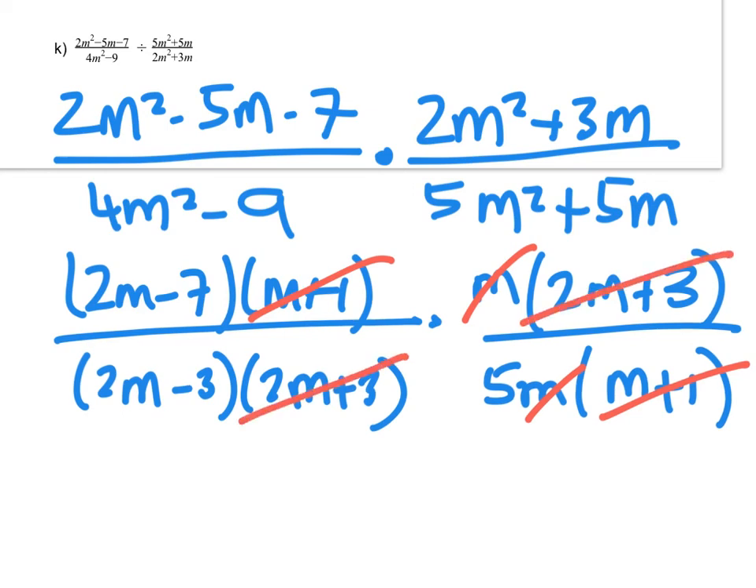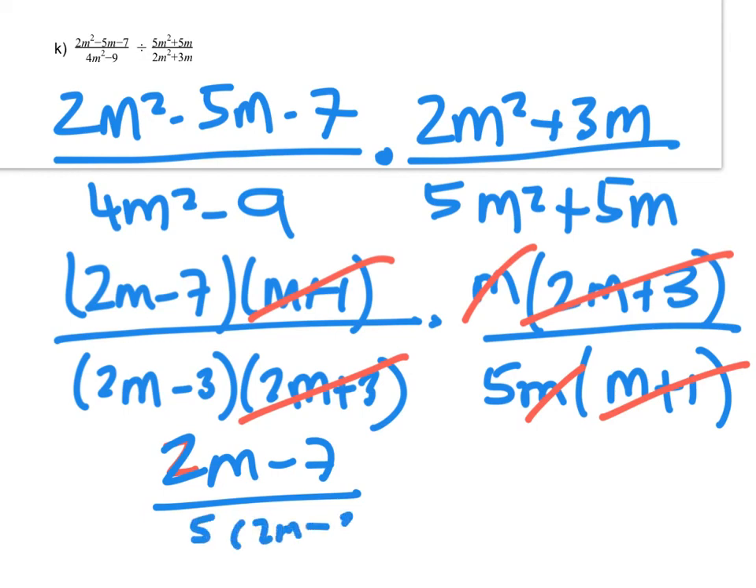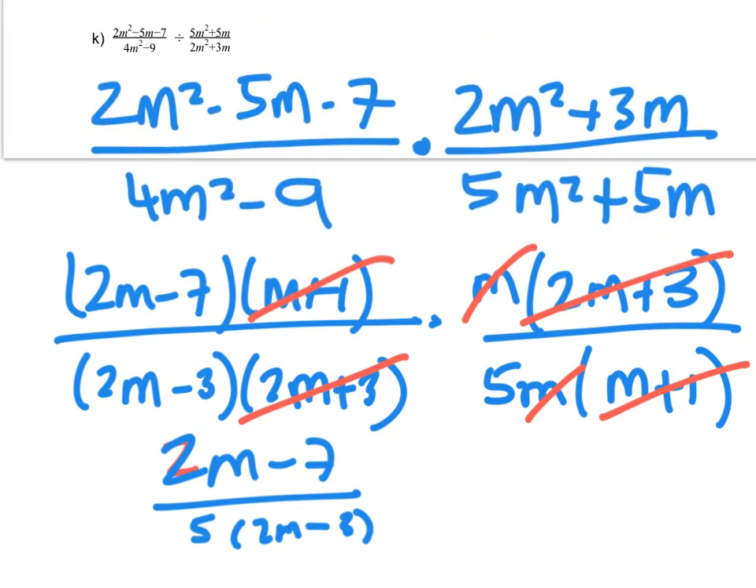So what have we got left over then? Well, on the top we're going to have just 2m minus 7. And on the bottom we have a 2m minus 3 and a 5. So I'm going to put the 5 to the front. That's your answer. Nothing more we can do with that. Okay, so I think we just have a couple more to do and we're finished.